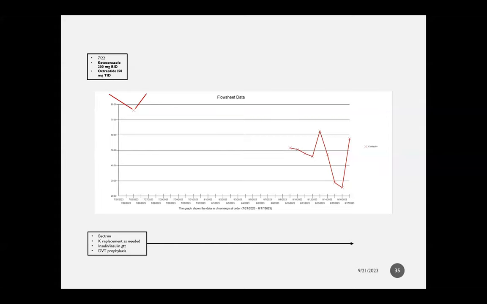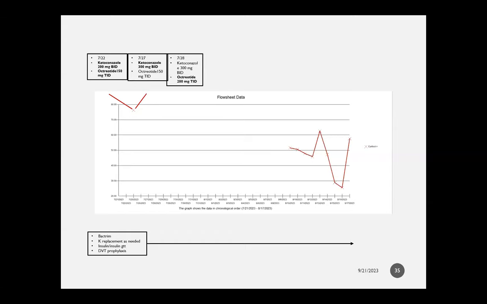for pneumocystis prevention. Potassium was replaced periodically. We did start him on insulin, and at one point he required an insulin drip and DVT prophylaxis. Within the first 4 to 5 days, we noticed some gradual decrease of his cortisol level, so it was detectable. But then on the sixth day, his cortisol started going up, so we increased the dose of ketoconazole.